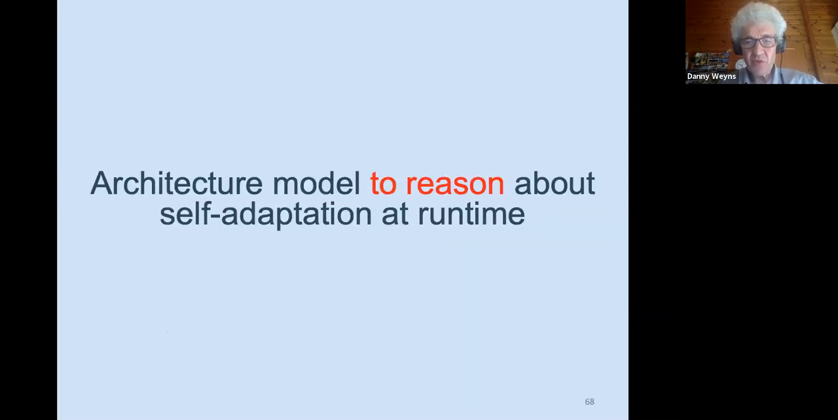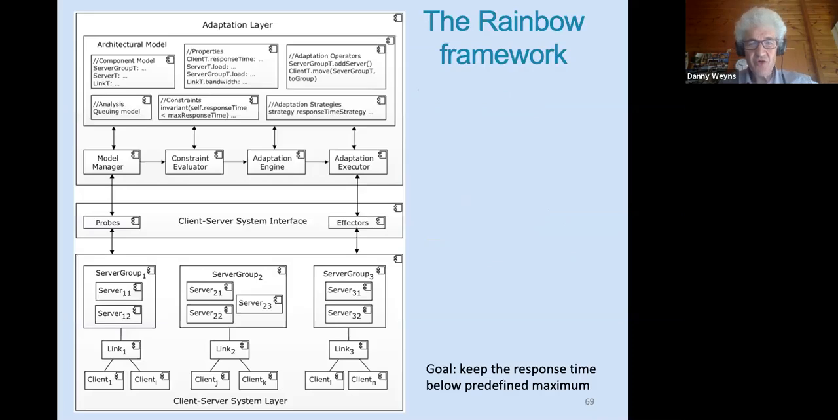Now, architecture was also central in the way to reason about self-adaptation, in particular architectural models. You see here a bit of a complicated figure, but in fact, it's not that complicated. At the bottom, you see a service-based system, a client-server system. The idea would be to keep the response time below a predefined maximum, independent of the changes in traffic and bandwidth conditions and so on.